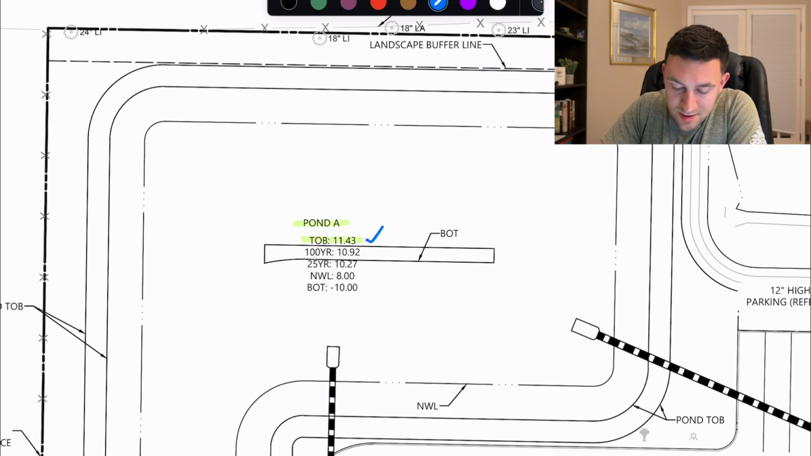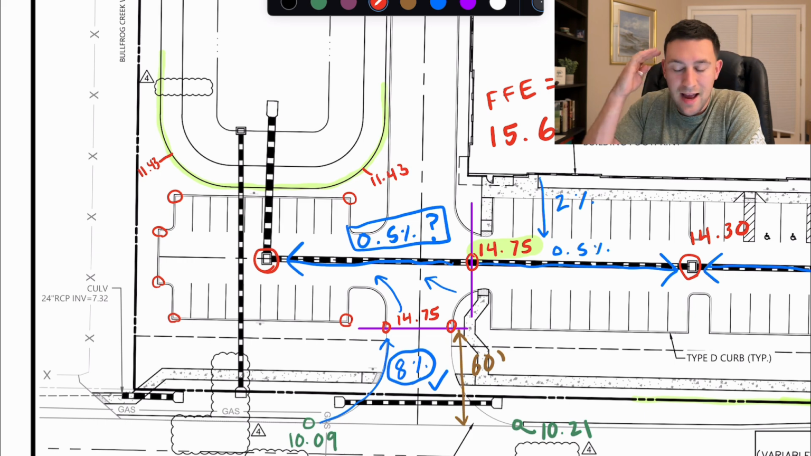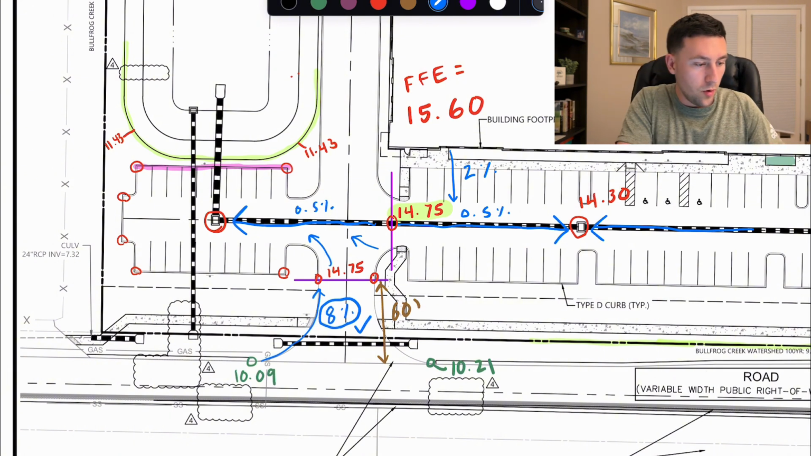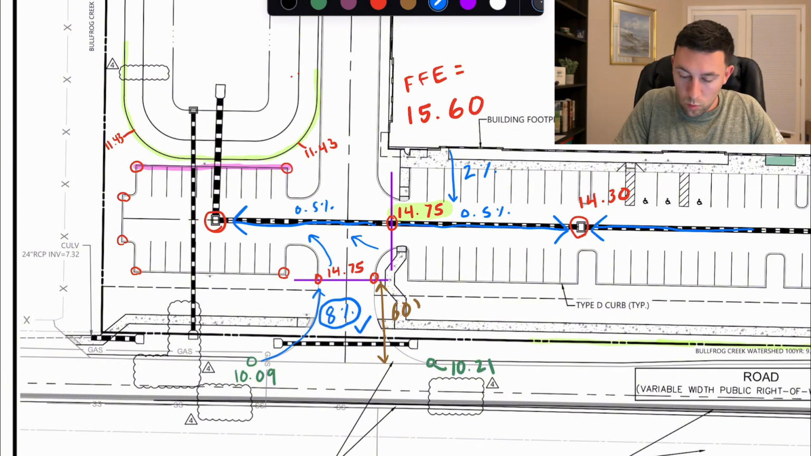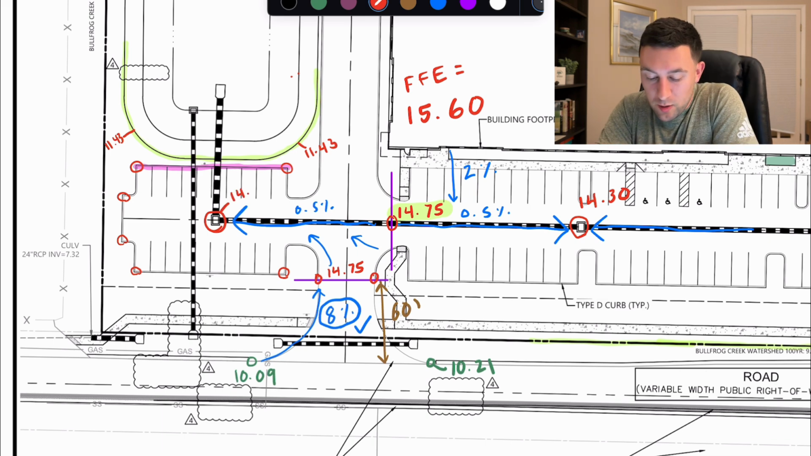11.43. So this top of bank right here is at an elevation of 11.43. I have to keep that in mind here. Now let me walk through this and make sure that this point 0.5 right here actually makes sense. So this is 100 feet between the 14.75 and the low point. So let's figure out what this low point grade is. So let's do 14.75 minus 100 feet times 0.005. See, that's not that much. It's 14.25. See, I don't love that.